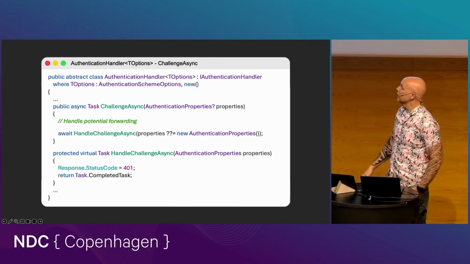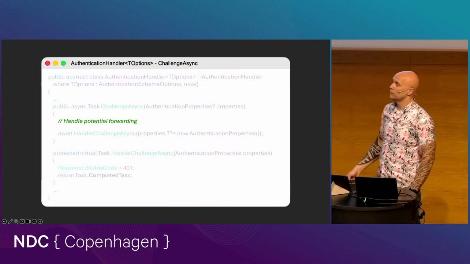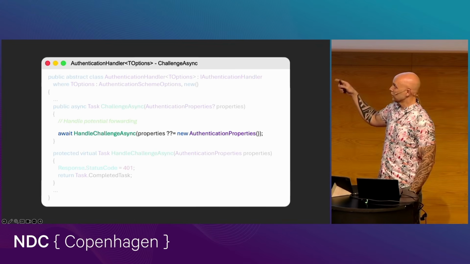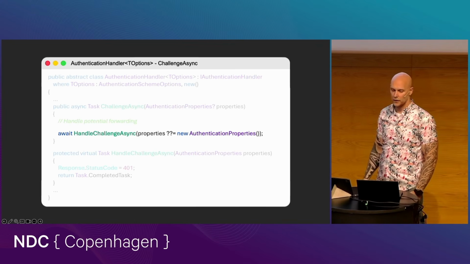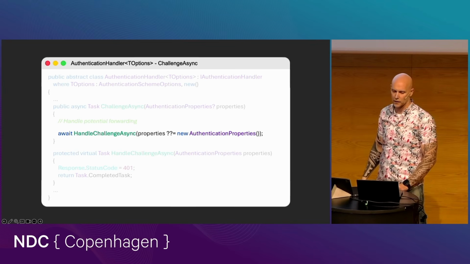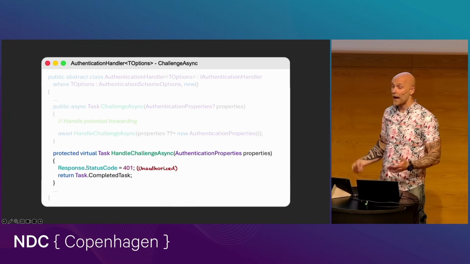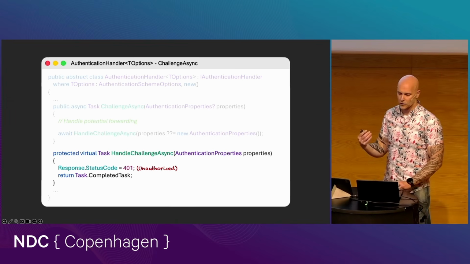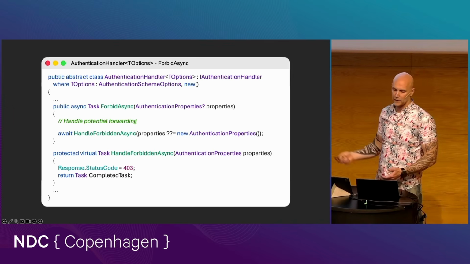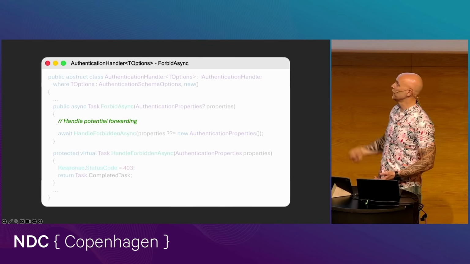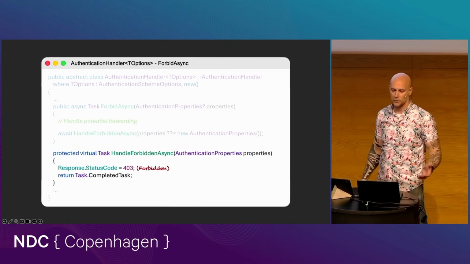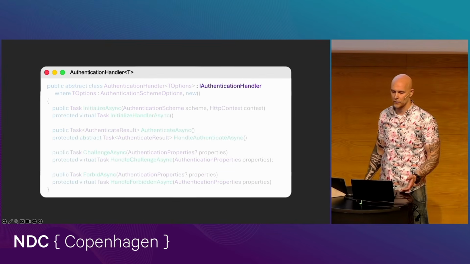As I said, they're kind of the same. If we go into challenge, it looks at the forwarding stuff, and then it calls the internal virtual method. It's nice enough to do some null coalescing things, so you don't have to handle whether or not the properties are null. And then it actually has a default implementation. So in challenge, it just returns a 401 unauthorized. And if we go and look at forbid, kind of same thing: handle forwarding, call the internal thing, and the default implementation is return 403 forbidden. That's what we get out of the base class.